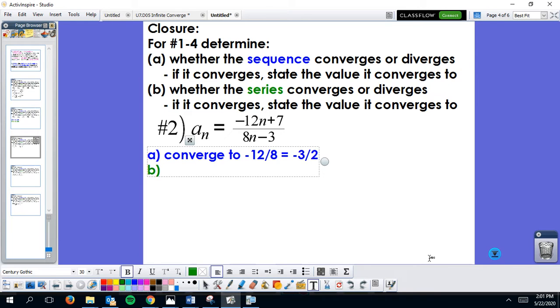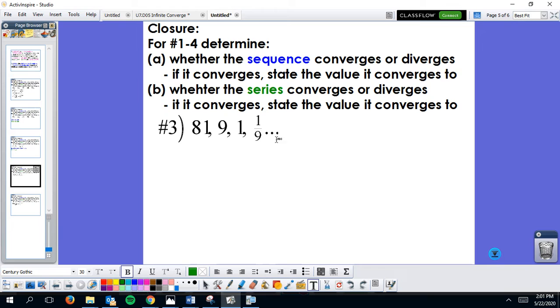The series, if I were to take all the values from the sequence and add them up, then I get the series, and the series only converge when they're geometric. Geometric has to have the form a times r to the n-1. You have to see some sort of exponent as a variable for this to be geometric, so I'm just going to write diverge.